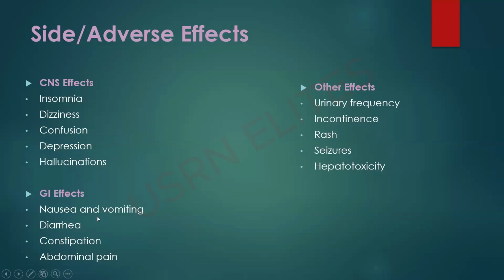Then these are the GI effects: nausea, vomiting, diarrhea, constipation. So you see this one, you can have either diarrhea or constipation, depending on your system. Remember, with opioids, we emphasize mainly the constipation, but for this one, you can get any of them. And you can get abdominal pain. So these are other effects that you can also have: urinary frequency, incontinence, rash, seizures, then hepatotoxicity.